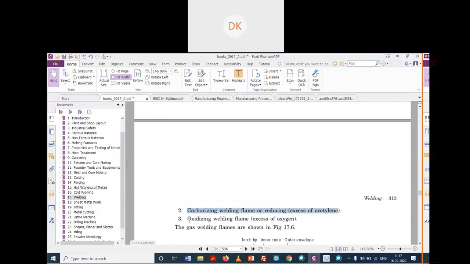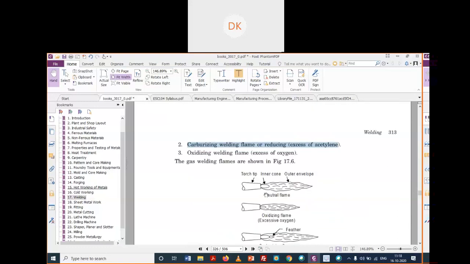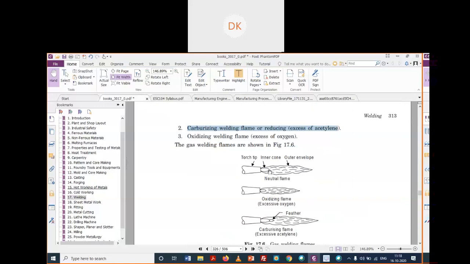And the oxidizing flame, from the name, has excess of oxygen. So it is very simple: oxidizing flame, excess of oxygen; reducing flame, excess of acetylene; and neutral flame, when both are in equal proportion. The neutral flame has this kind of shape: this is the outer envelope, this is the inner core, and this is the tip of the torch.